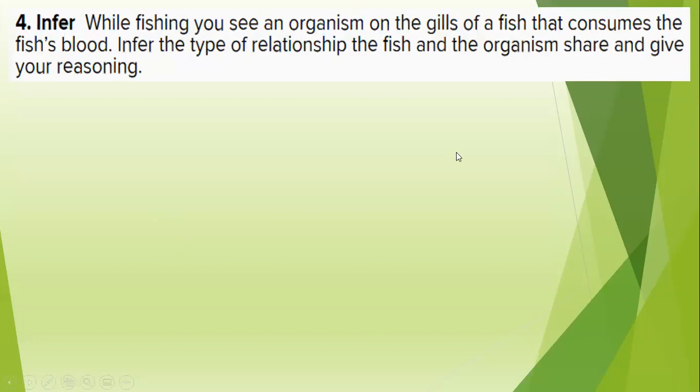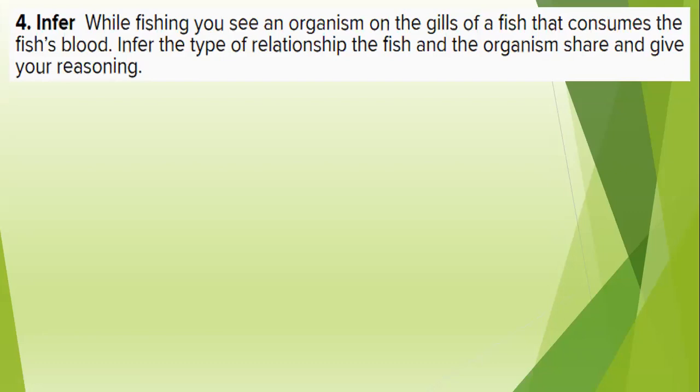This says that while fishing, you see an organism on the gills of a fish. This organism is consuming the fish blood. Infer the type of the relationship and give your reasoning. Now, there is an organism which is on the gills of the fish. This organism is consuming the fish blood. It is constantly sucking the fish blood. What type of relationship is this?